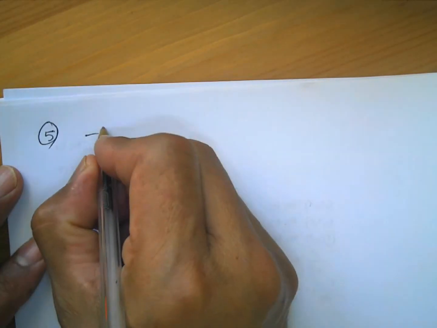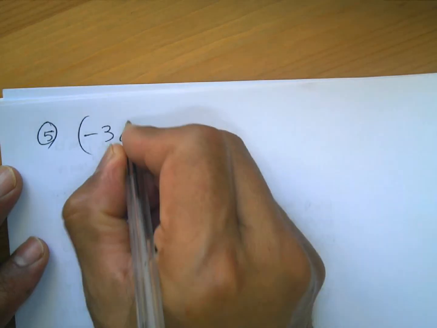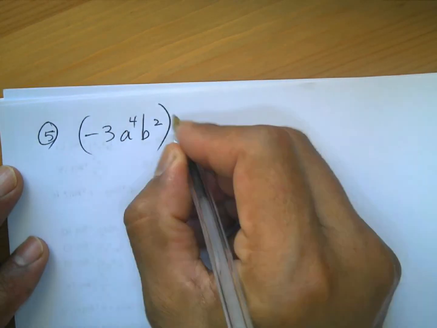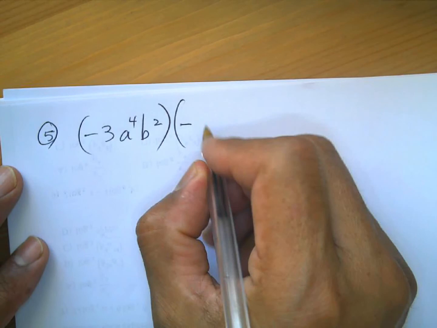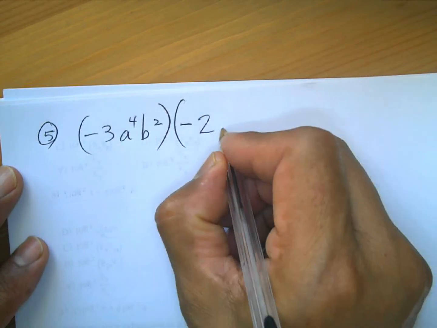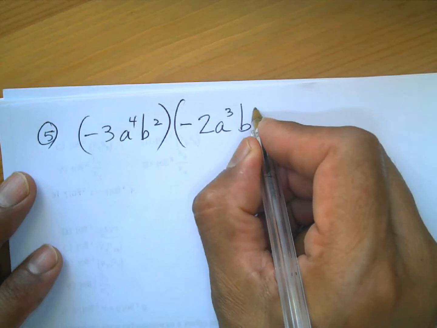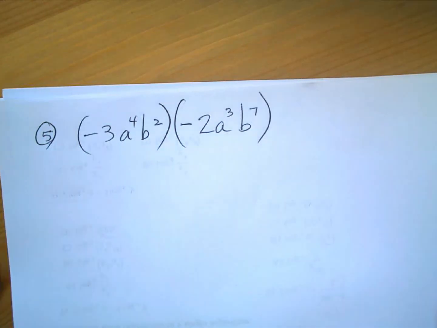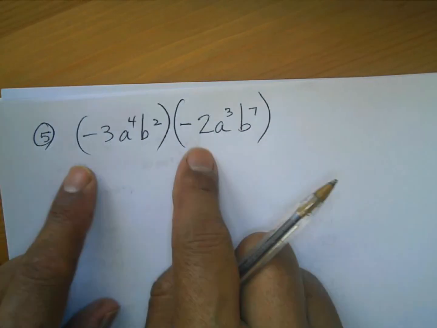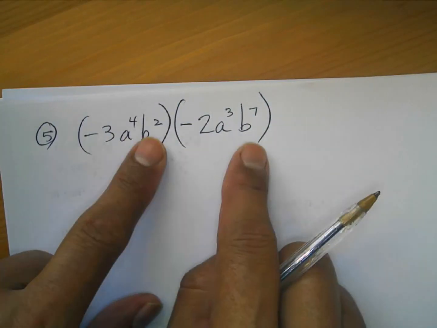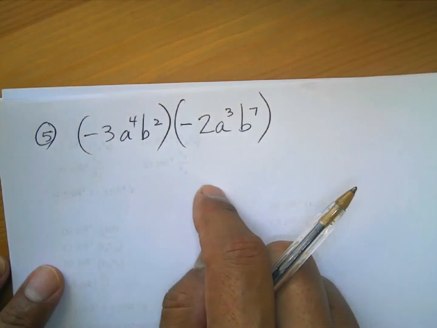Okay, last one. What if you have, number 5, negative 3a^4b^2 times negative 2a^3b^7. You see, now you're just going to have maybe more numbers and more variables, but that's fine.